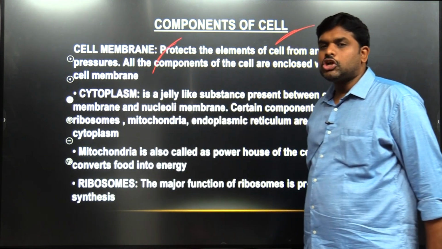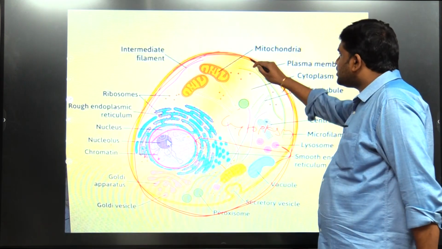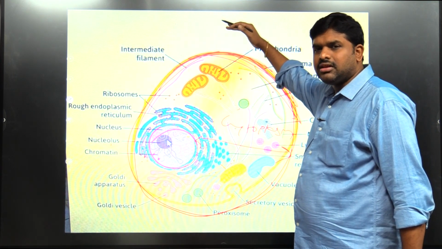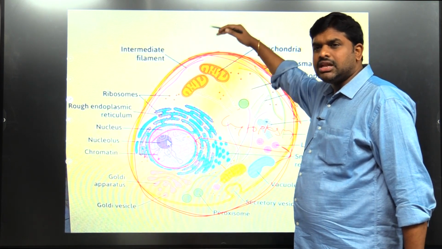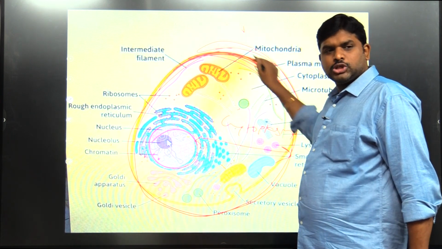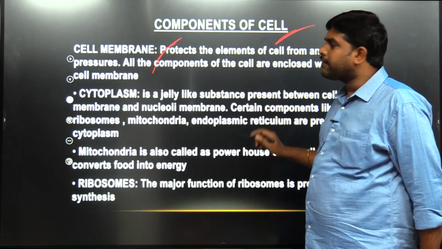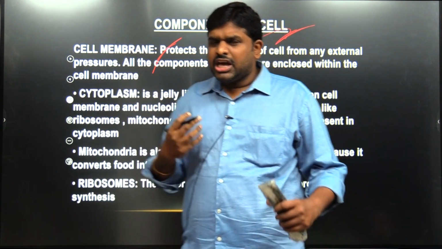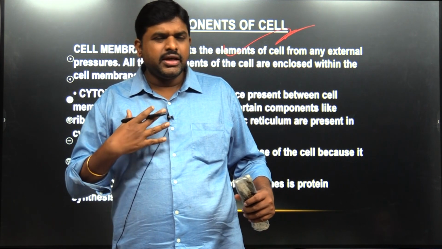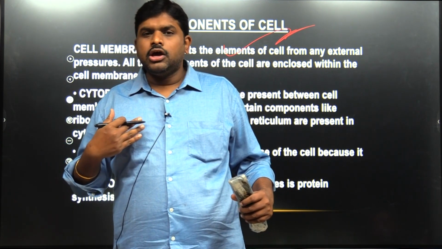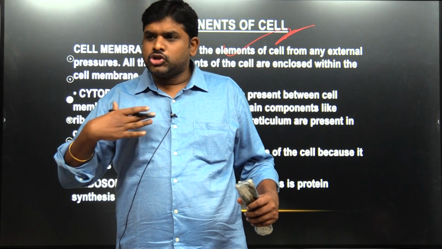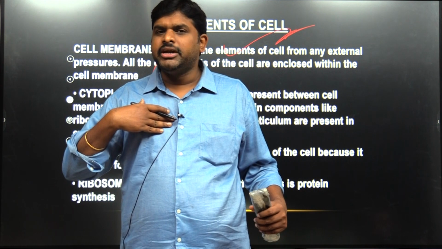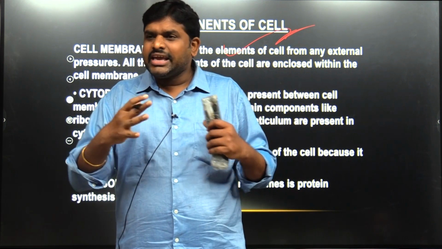The cell membrane, which is also called the plasma membrane. One cell is different from another cell because of the cell membrane. It protects the elements of the cell and separates them. What happens if a sudden push is there? The cell membrane acts like a shock absorber, so that the shock will not go inside the nucleus and the nucleus will not be destroyed. So, the cell membrane acts like a cushion.